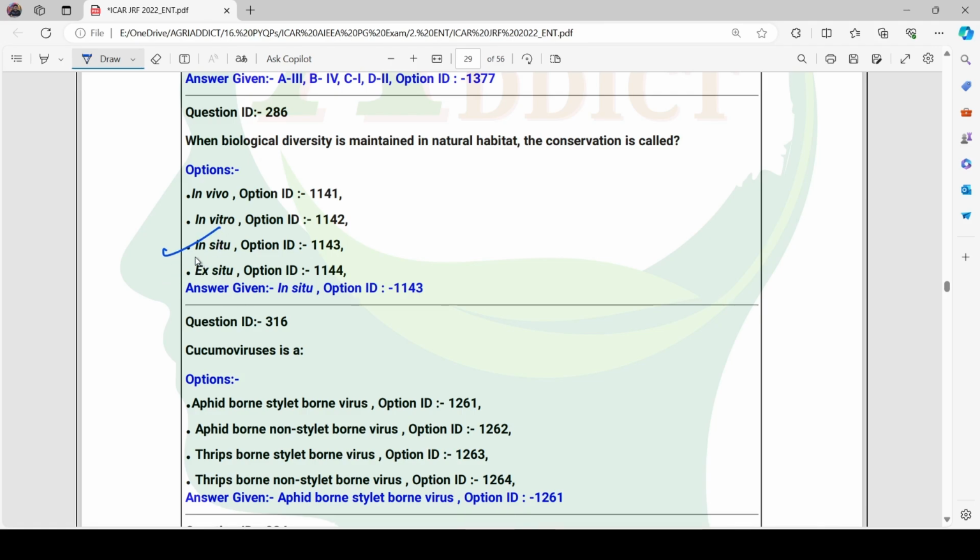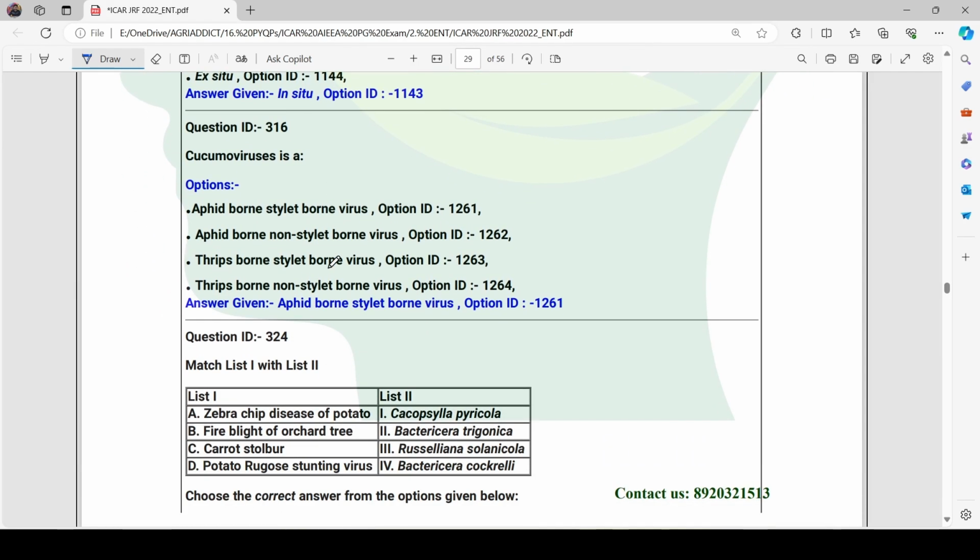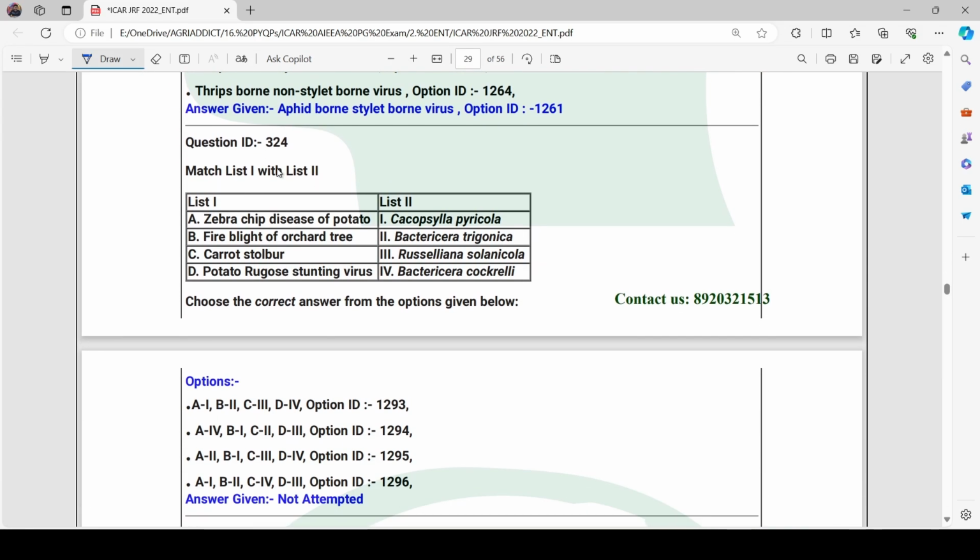So in situ is the correct answer. And when they are maintained in an artificial habitat, that will be ex situ. Okay. Cucumoviruses or cucumber mosaic viruses, these are important aphid-borne, stylet-borne viruses. The same type of question was there earlier, so from that question you will get the answer to this question.